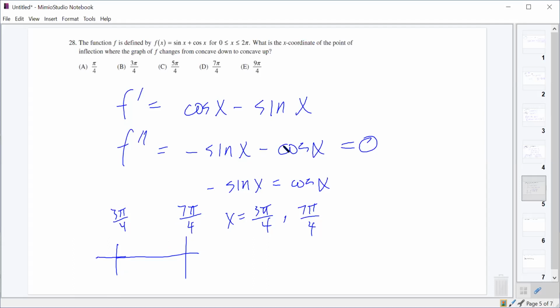So cosine of pi is -1. So we got minus -1 is +1. So we're positive. So we should be going from concave down to concave up, probably here at 3 pi over 4. But we'll plug in something less than 3 pi over 4, like 0 into that. That's still 0. And then cosine of 0 is 1. So we have 0 minus 1 is negative. So it would appear that we're going from concave down to concave up at 3 pi over 4.